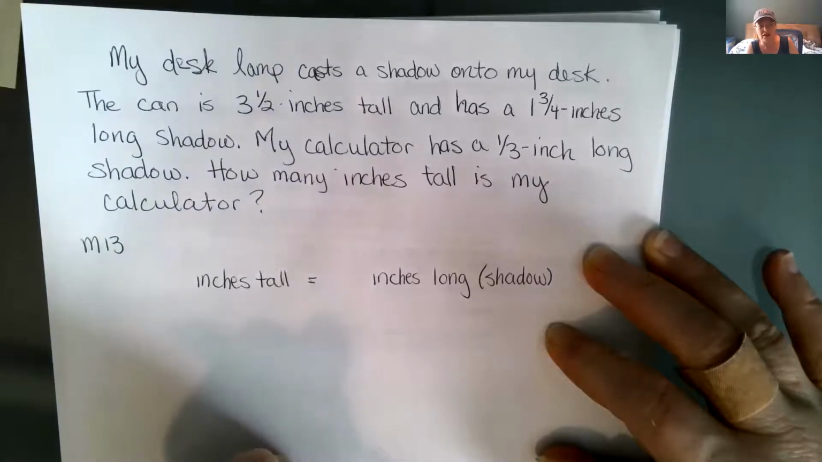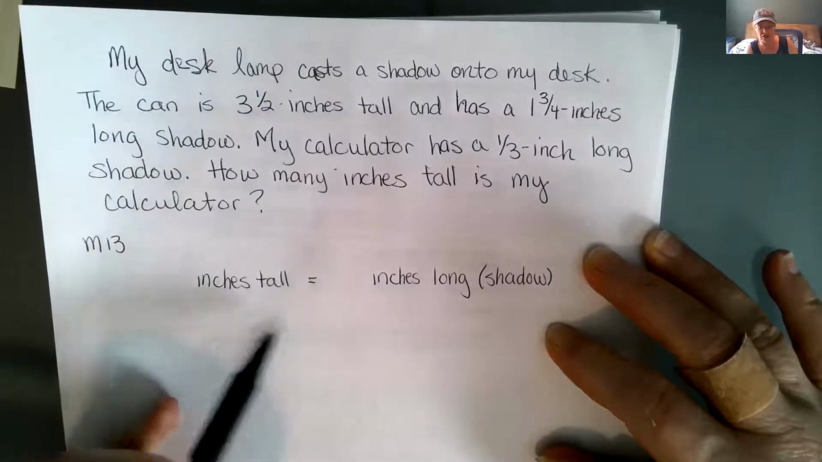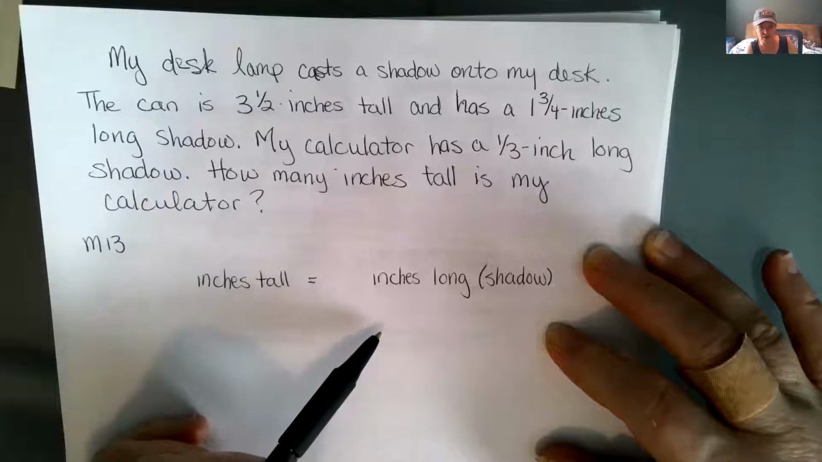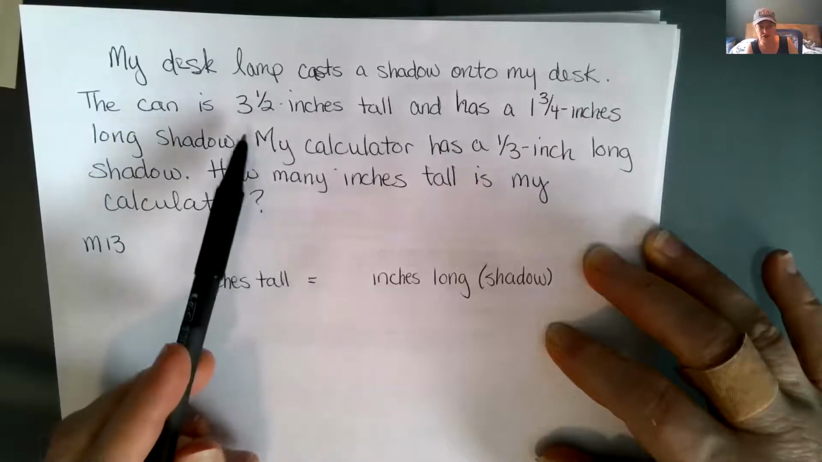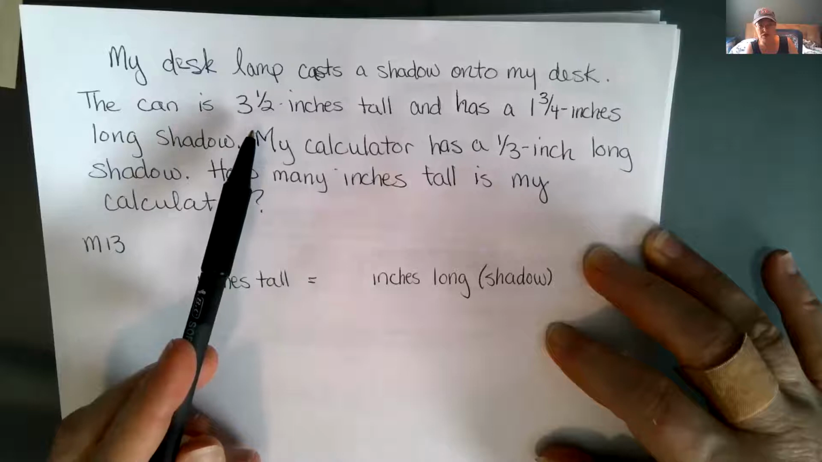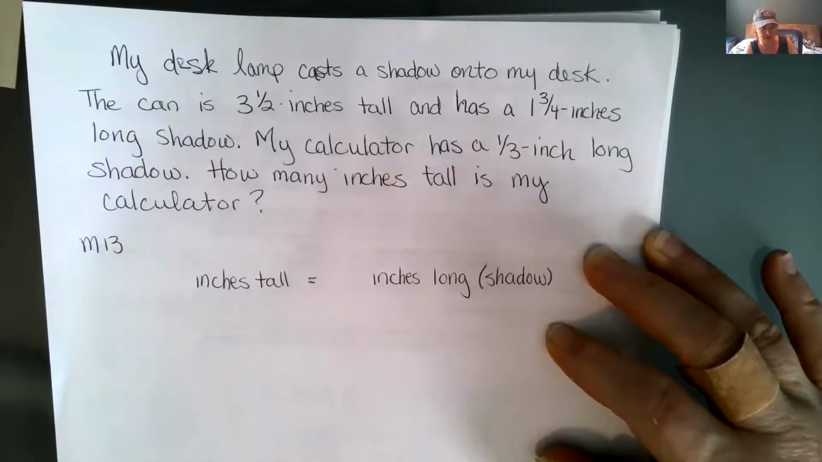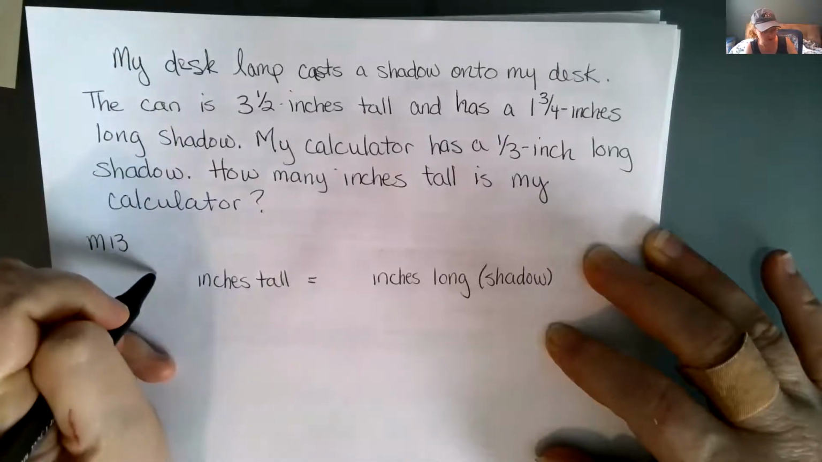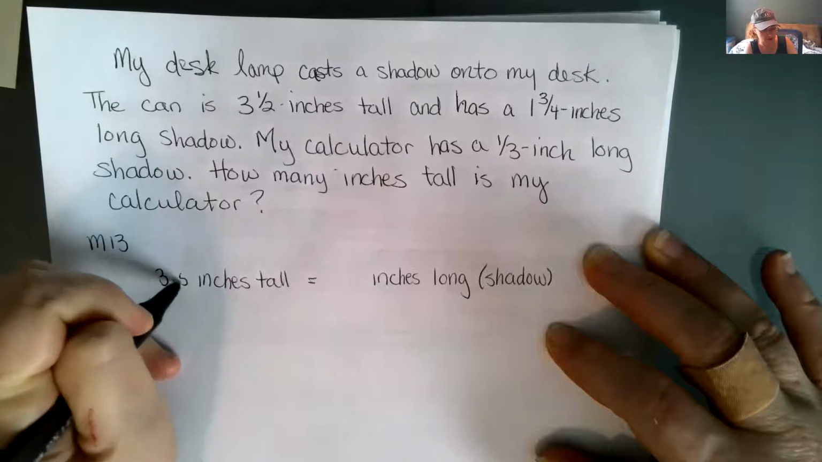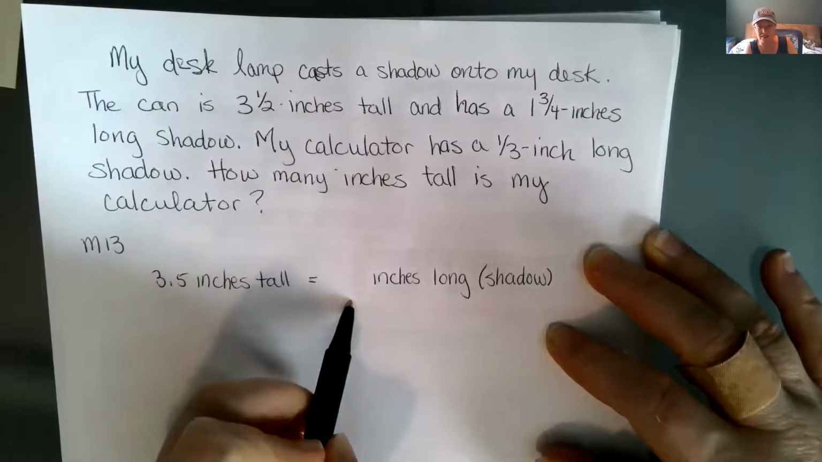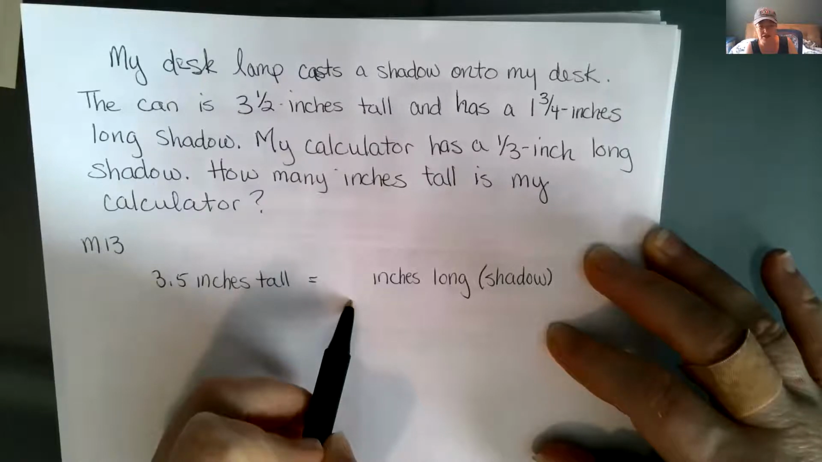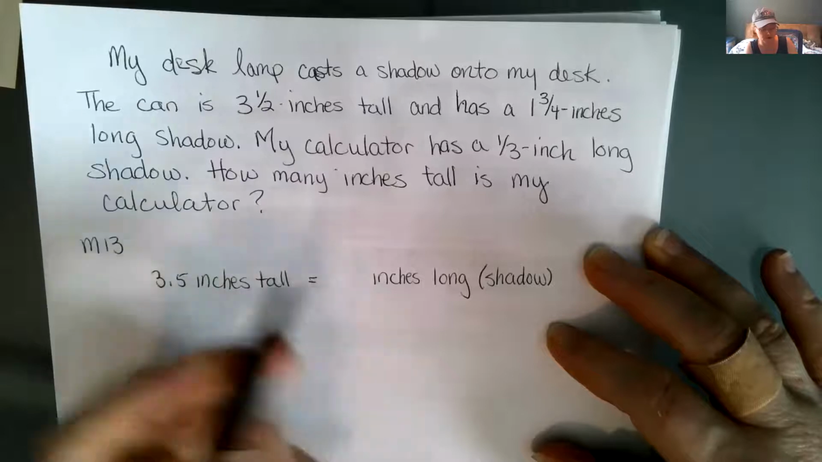We then have the inches tall and the inches long shadow, and we're going to convert the mixed numbers into decimals. So what will 3 1/2 be as a decimal? 3.5. 3.5 it is. And that goes along with 1 3/4 inches long shadow. So what will that be as a decimal? 1.75. Got it.